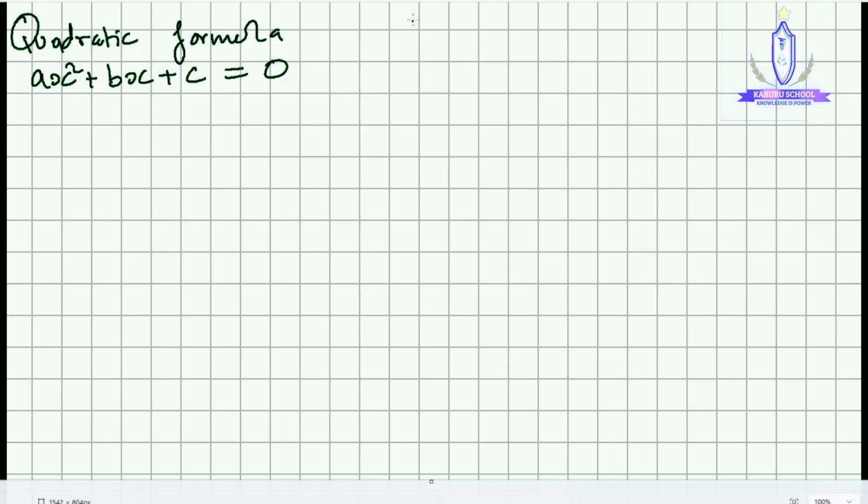In today's lesson, we are going to look at the process of deriving the quadratic formula using the completing the square method. We are given ax squared plus bx plus c equals 0. How do you derive the quadratic formula?